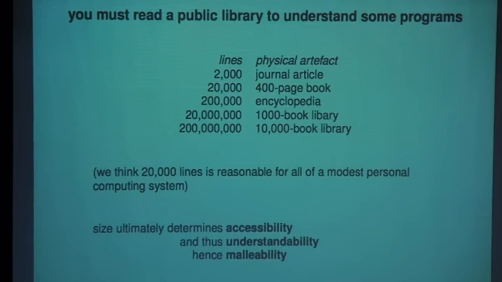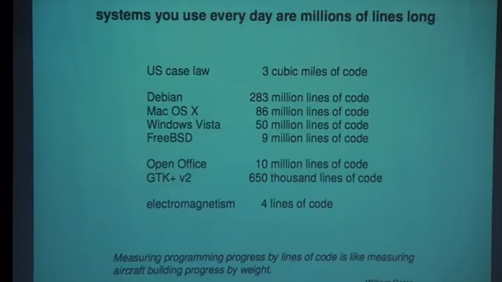10,000 books is about 200 million lines of code. Remember that number. 20,000 probably should be enough to have the meaning of most personal computer systems, in our opinion. Now, the size is very important because as the size grows, the accessibility of a system diminishes. And the less accessible it is to a human reader, the less understandable it is. And if you can't understand something, you cannot effectively manipulate it.